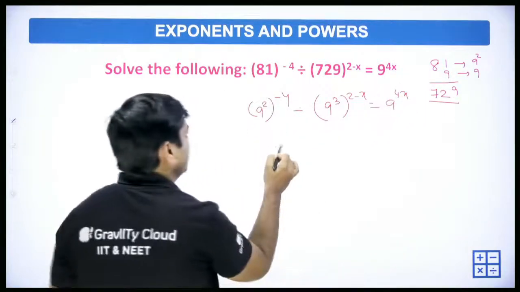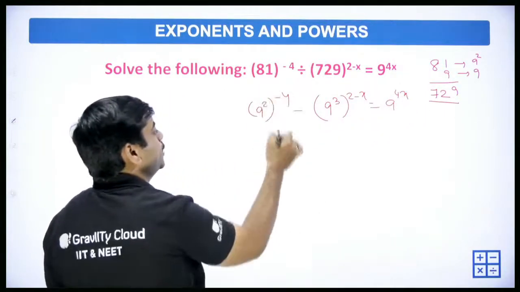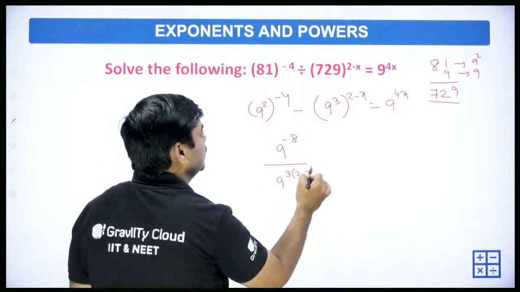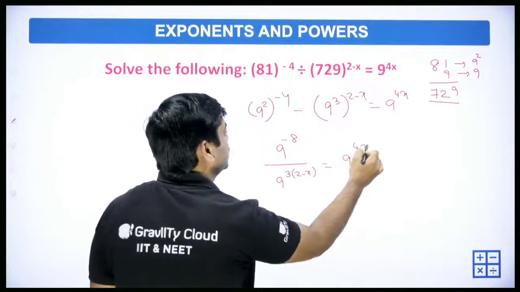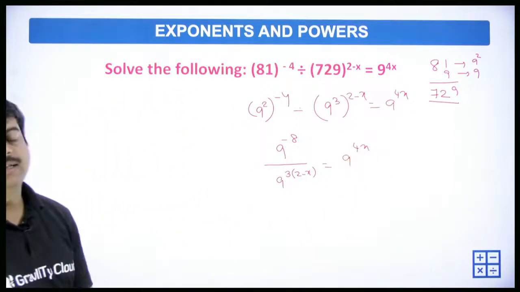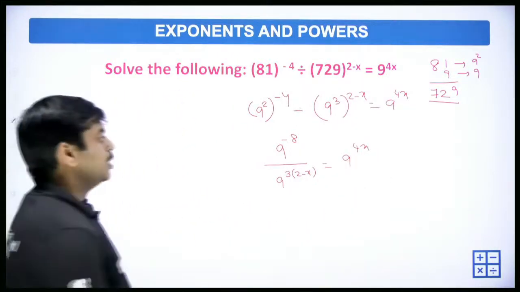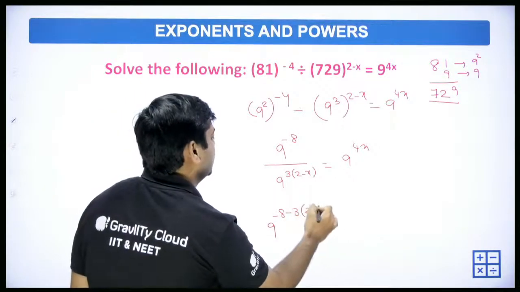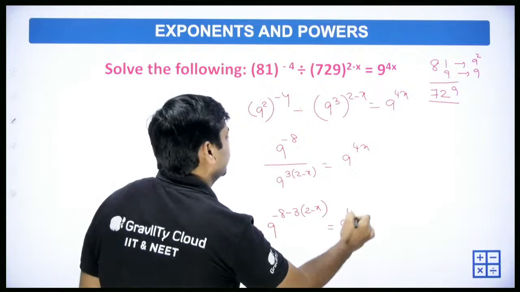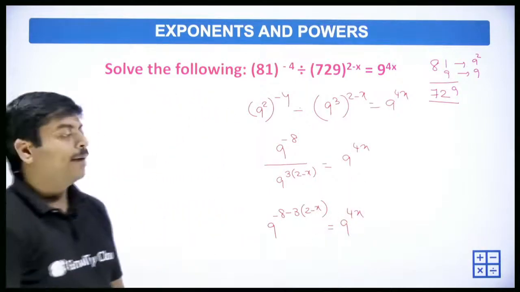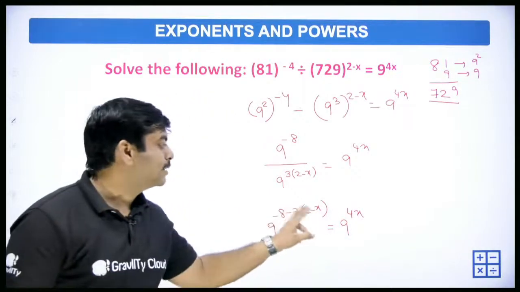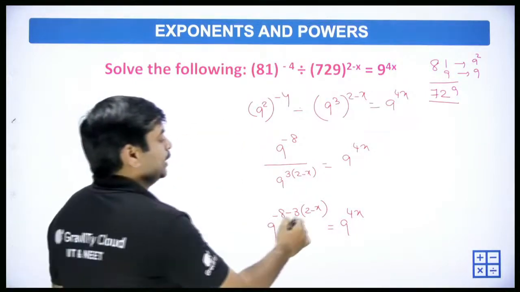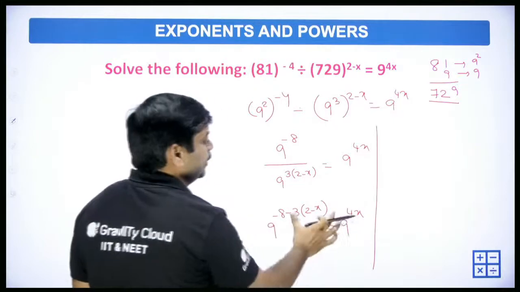So we can write this as 9 power 2 into minus 4, which is minus 8, by 9 power 3 into 2 minus 6 is equal to 9 power 4x. A power m by a power n is equal to a power m minus n. So 9 power minus 8 minus 3 times of 2 minus x is equal to 9 power 4x. Okay. So now we need to equate these two. As the bases are equal, we can directly equate these two.